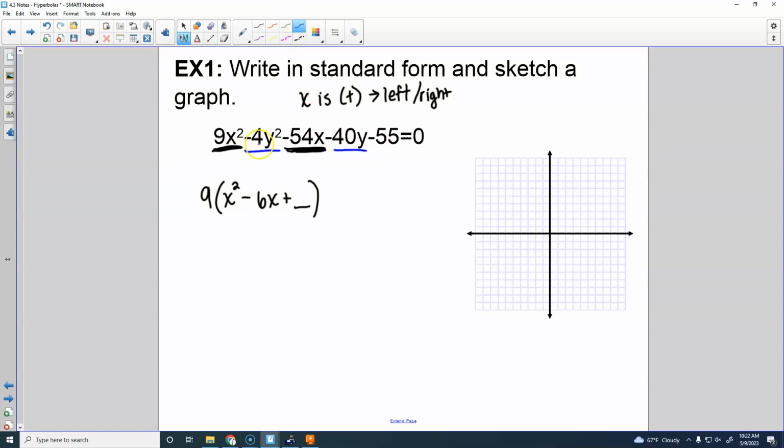Then if I'm looking at the y's, I have a negative 4 and a negative 40. I want to factor out the negative 4, not just the 4. I'm going to factor out the negative 4. So a negative 4 is going to come out, and that will leave me with y squared plus 10y plus blank. So that sign changes there. And then that's going to equal 55 plus blank plus blank.